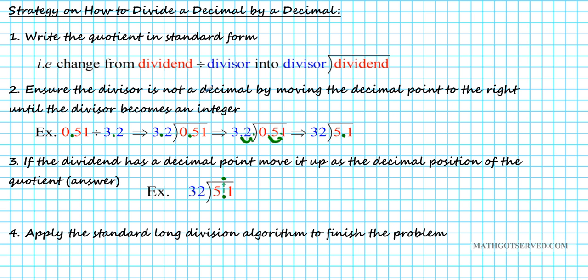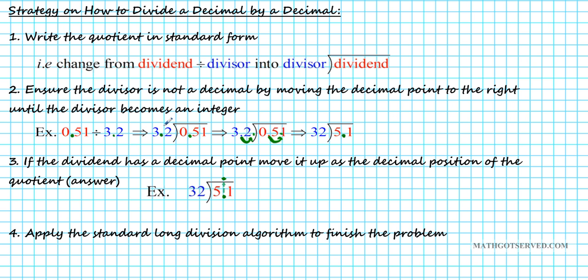And then step number two, you ensure that the divisor is not a decimal by moving the decimal point to the right until the divisor becomes an integer. Okay, so for example, let's say you have to find 0.51 divided by 3.2. You write it in standard form first, 3.2, and then the division bar 0.51.